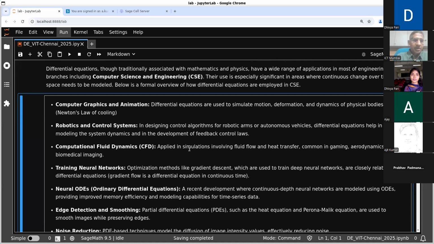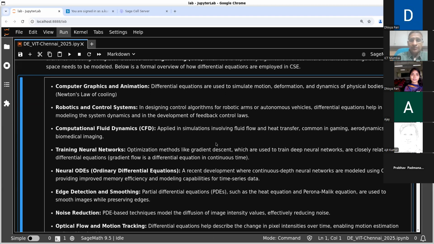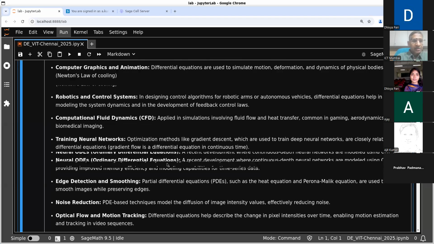Similarly, in robotics or control systems, differential equations can be used, especially when you want to design algorithms for robotic arms and automatic vehicles, etc. All these differential equations are very, very important.